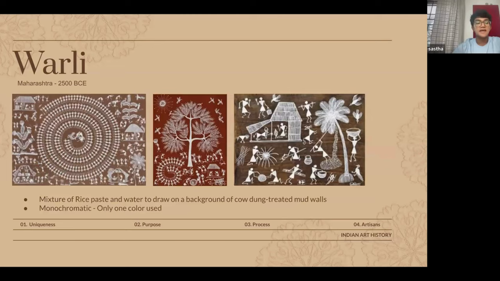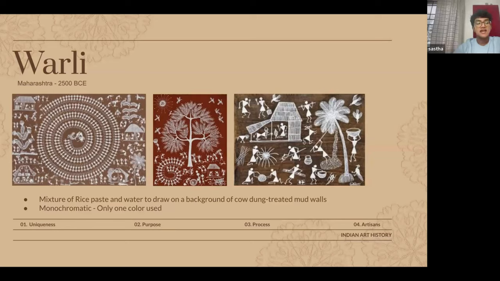The process of Warli painting involves a mixture of rice paste and water to draw on the background of cow dung treated mud walls. The artists, known as Warli painters, use a bamboo stick to create a brush, which allows for precise and detailed designs. The simplicity of the materials and the monochromatic palette of white on a dark background gives Warli paintings their distinctive looks.